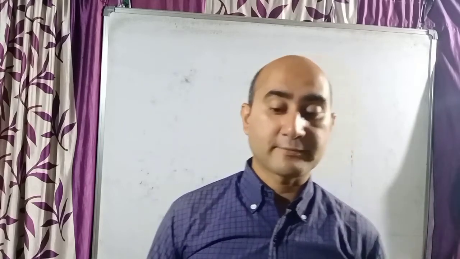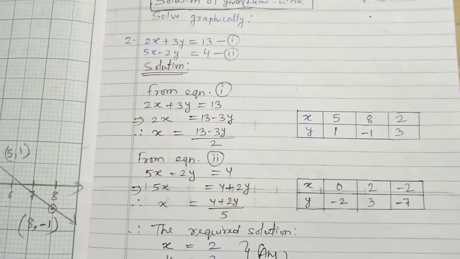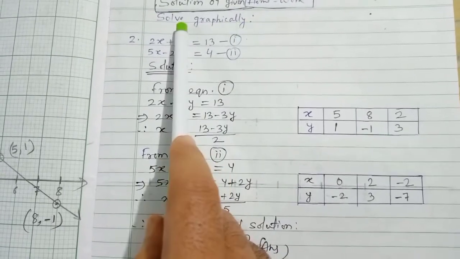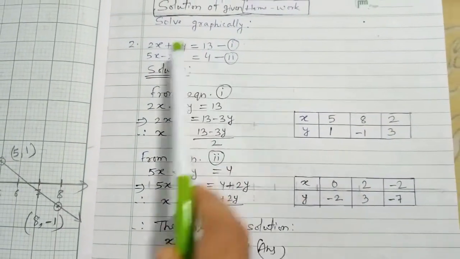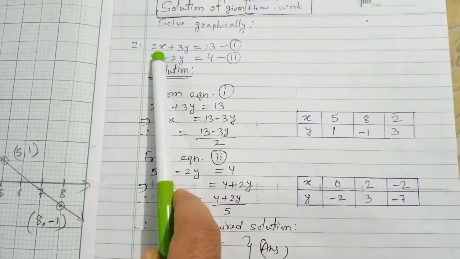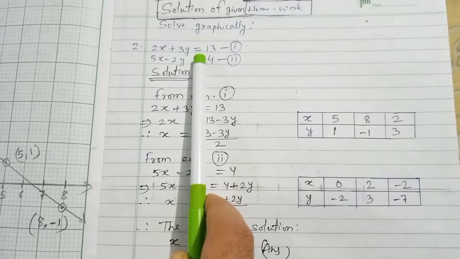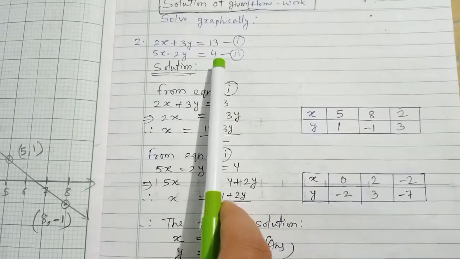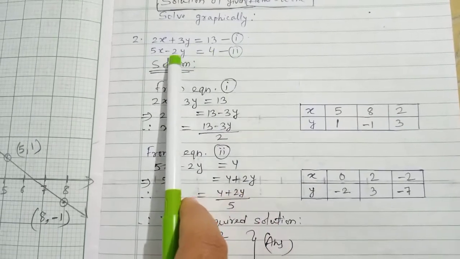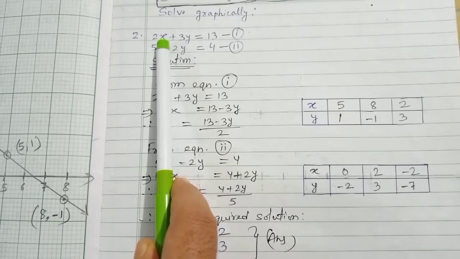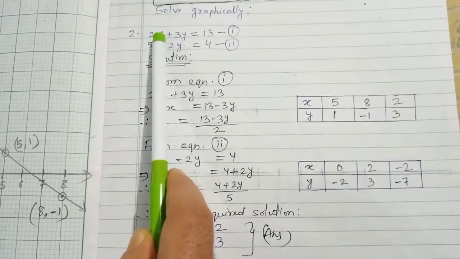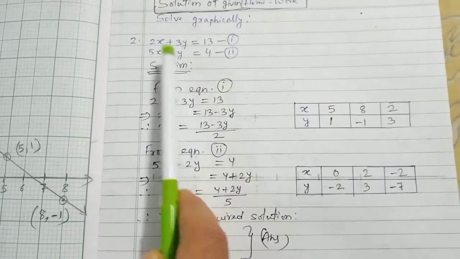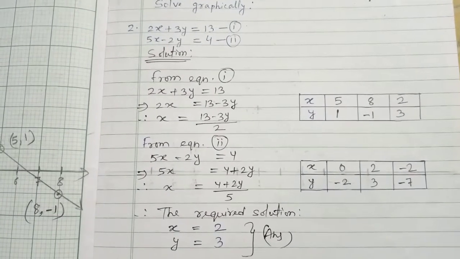So let's begin, children. I have a graph question here. My question is: solve graphically, so you have to solve it with the help of graph paper. The equations are 2x plus 3y equal to 13, equation 1, and 5x minus 2y equal to 4, equation 2. Solve means you have to find the value of x and y. We have x in two equations and y in two equations, so we have to find the value of x and y.